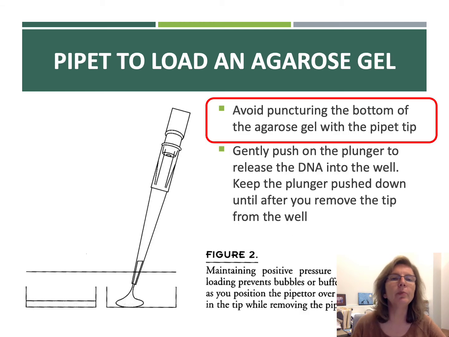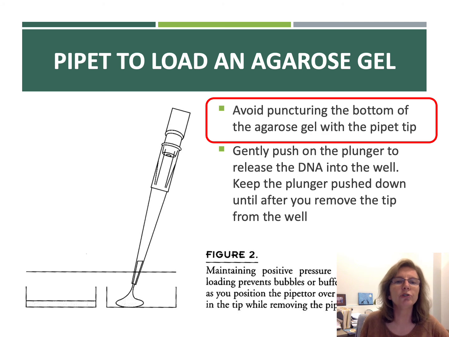Okay, so in this lab, we're going to be using our pipetting skills to load an agarose gel. And the specific tip here is that we want to avoid puncturing the bottom of the agarose gel with a pipette tip. So the agarose gel really has a consistency similar to Jell-O, so it's pretty fragile. And those plastic pipette tips can be rather sharp, actually.